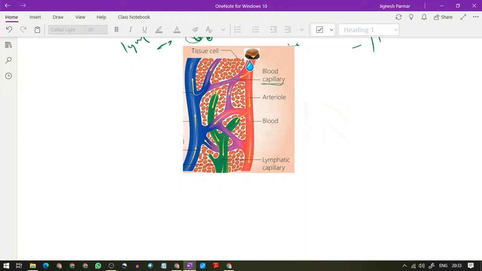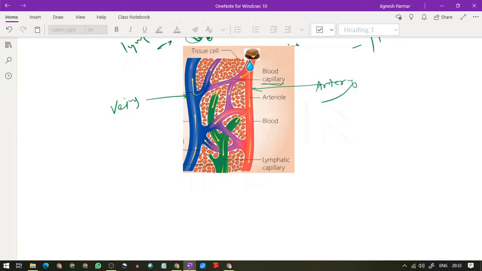This is the tissues. Now this is where the blood is going. This is the vein. This is particularly the artery. This blue color is vein. Now this is lymphatic, green color. You can see this is lymph. Now the blood oozes out. These tissues are covered with lymph.